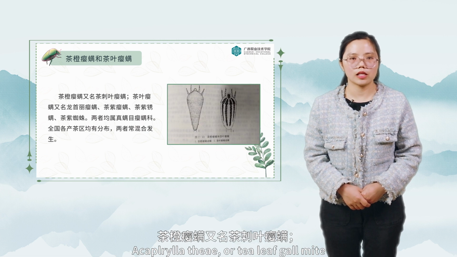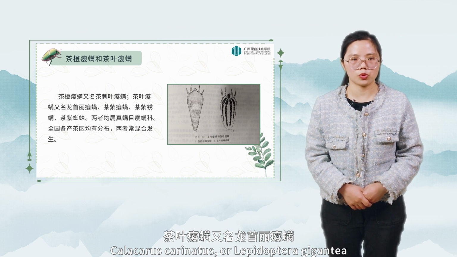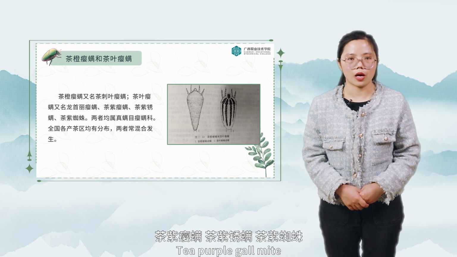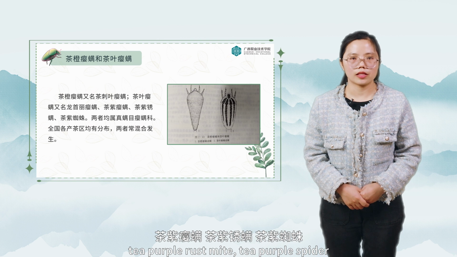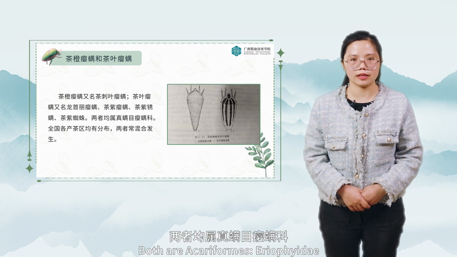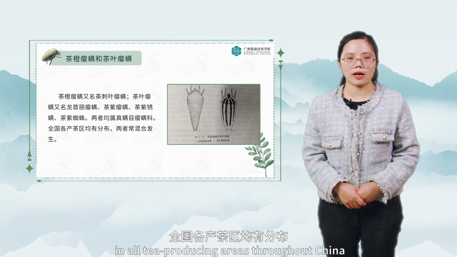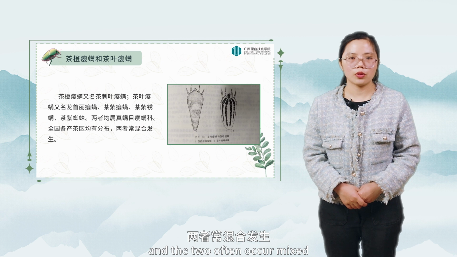Acaplerylanthe or tea leaf gall mite, Calcareous carinatus or Lepidoptera gigantea, tea purple gall mite, tea purple rust mite, tea purple spider. Both are acariforms, Eriophidae. They are distributed in all tea-producing areas throughout China, and the two often occur mixed.